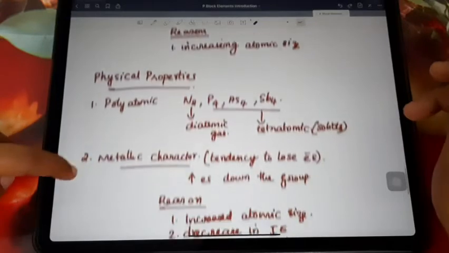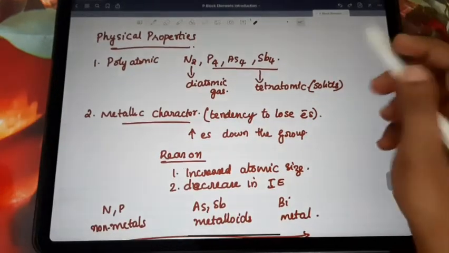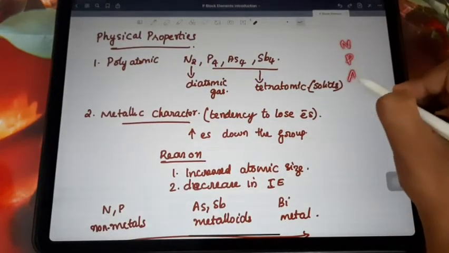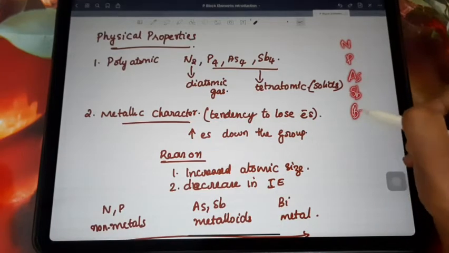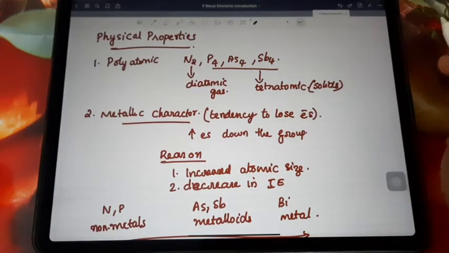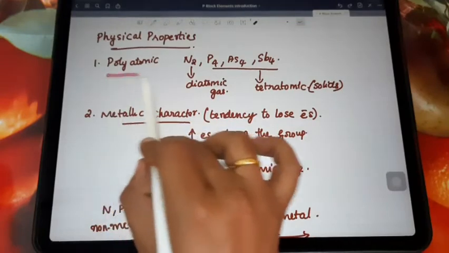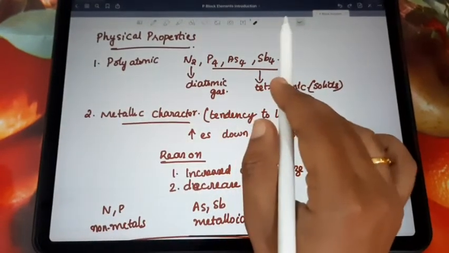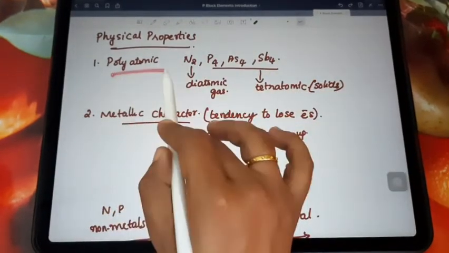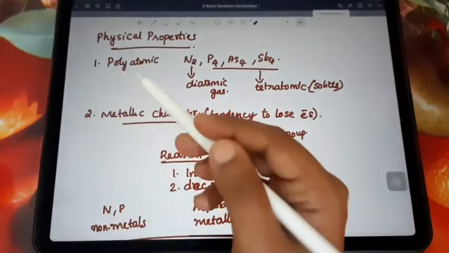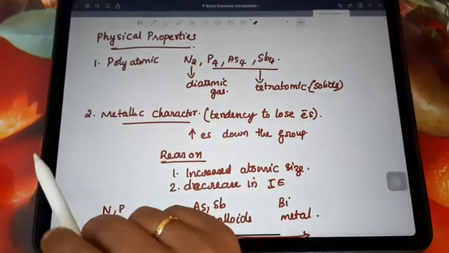Now we can go to the physical properties. Physical properties of nitrogen, phosphorus, arsenic, antimony, bismuth we need to discuss today. Here we are considering that all these elements in group 15 exist as polyatomic, that means more than one atom. It is existing in this nature.